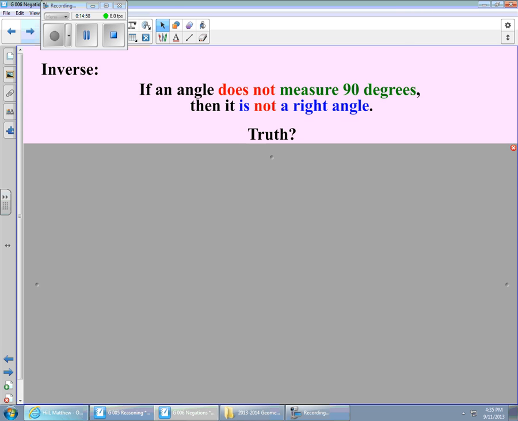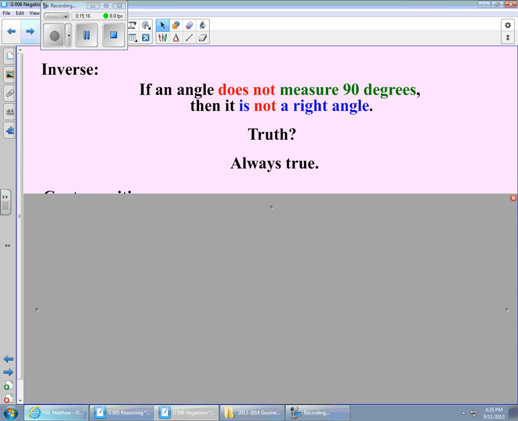Okay, so let's think about the truth of this statement. If an angle does not measure 90 degrees, does that guarantee that it is not a right angle? Well, I think it's pretty clear. Once again, if you force it away from 90 degrees, you have forced it away from the definition of a right angle. Yeah, that is always true. So once again, okay, we got a true statement. We ended up with a true converse. We ended up with a true inverse.